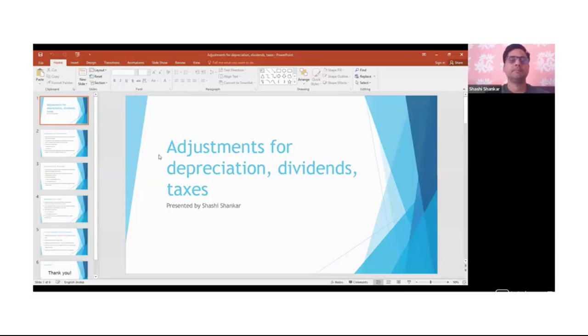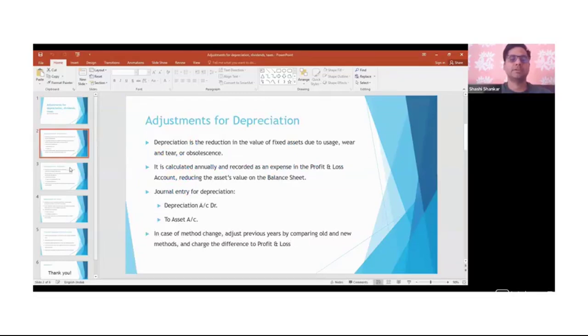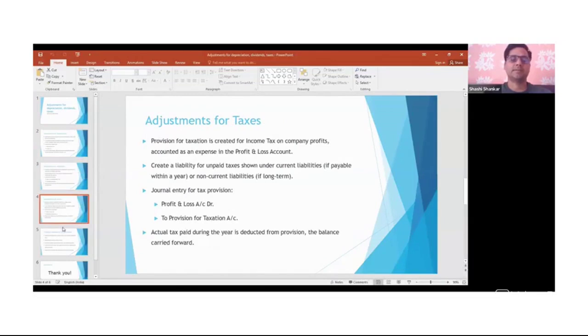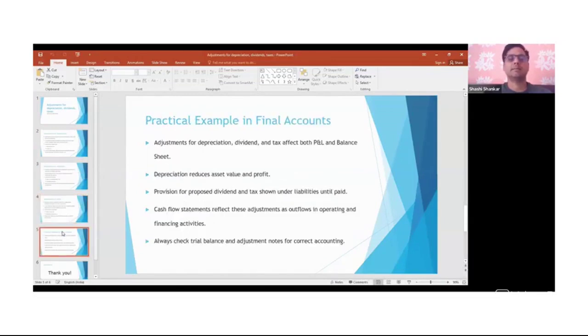All right. If you're talking about final accounts, adjustment is very important to complete before going on to the final account statement. Here, I'm going to cover adjustment for depreciation, adjustment for dividends, adjustment for taxes, and at the end, a practical example in final accounts.